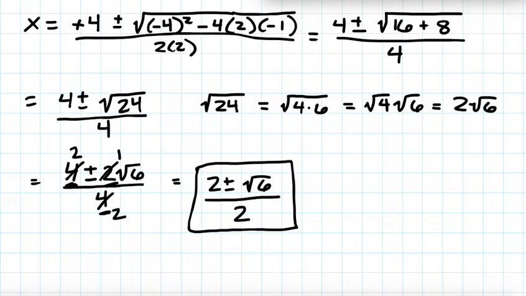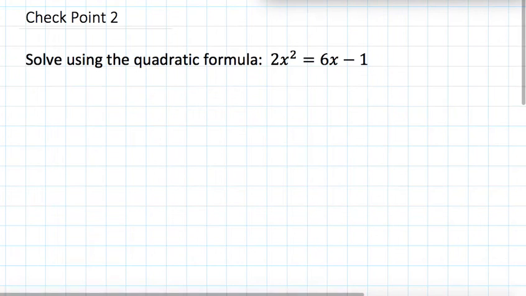Again, you're looking at the 2 numbers on the top, not the number under the root, and the denominator. If there's something that they all can be divided by, that can be taken out. So next you should try checkpoint problem number 2. Do this in your notes, check your answer, and then move on with the rest of the video.